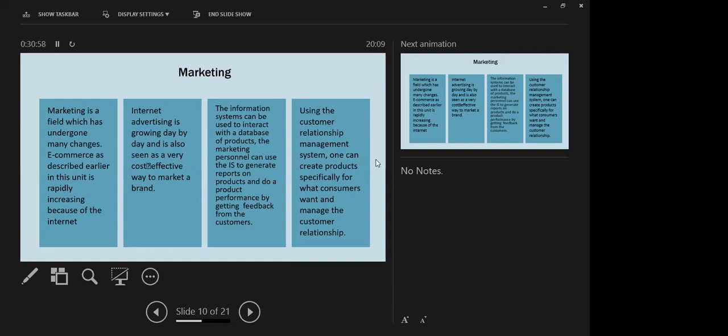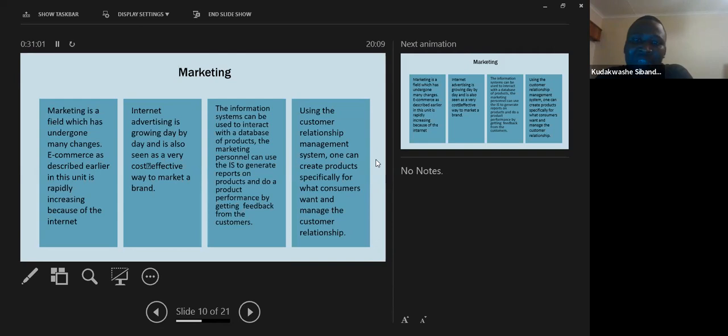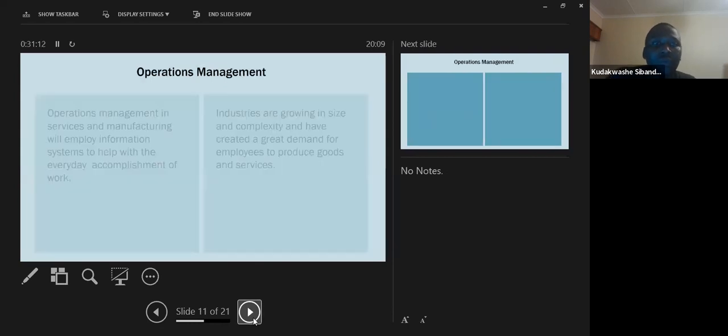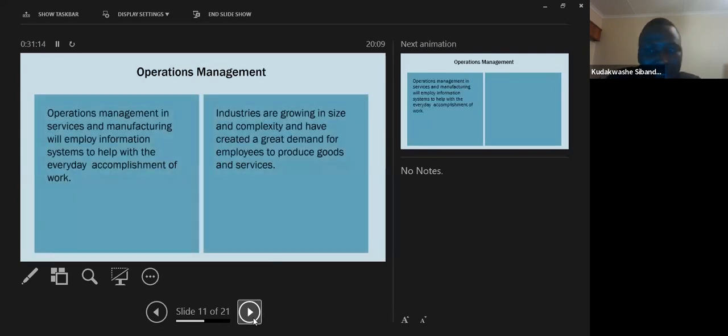All right, so now using the customer relationship management system, one can create products specifically for what consumers want and manage the customer relationship. So this one, I talked about it, the CRM. So it will be under marketing also. All right, so let's look at operations management. Another section. So remember, we're talking about how information management affects your career. If you are someone who is into marketing, that's what we're talking about. If you are someone who's into accounting, that's what we're talking about, right?